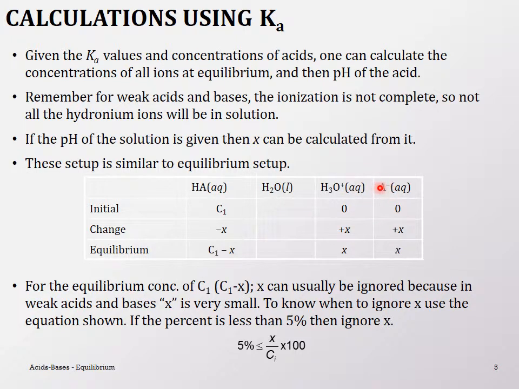If there are two of these, then you will have two of the X here also, and then equilibrium concentrations will be whatever is remaining from the change. Okay, so then you use those concentrations to carry out your calculations for the pH.